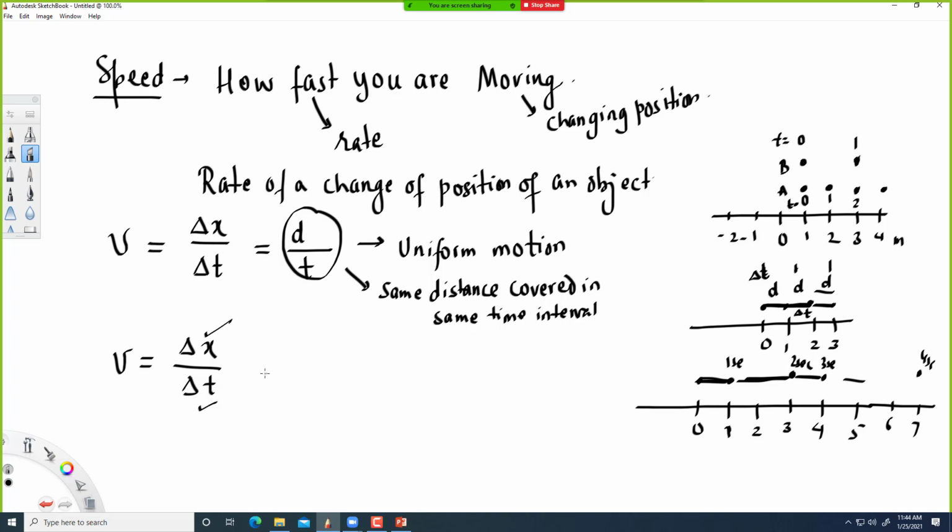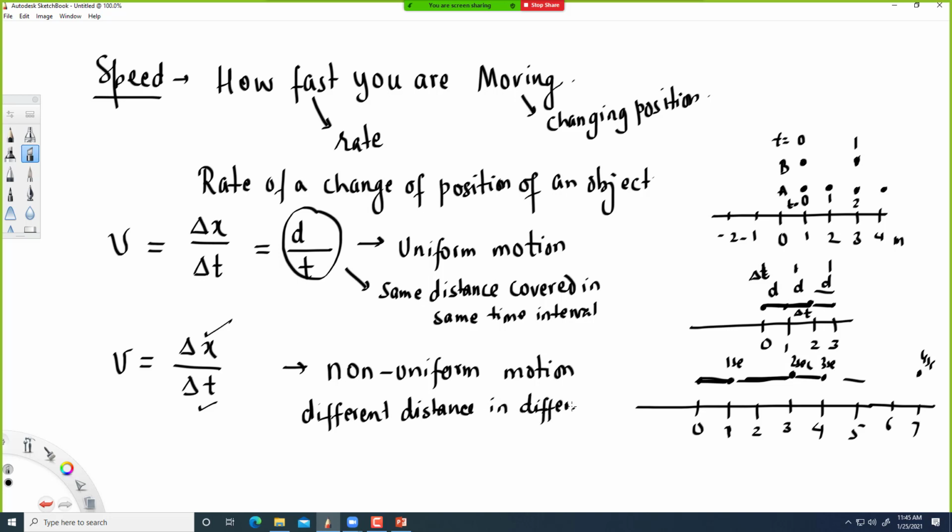So that means we use this formula for non-uniform motion: different distance in different time intervals. For non-uniform motion, speed varies, or speed changes, whereas for uniform motion, speed is constant.